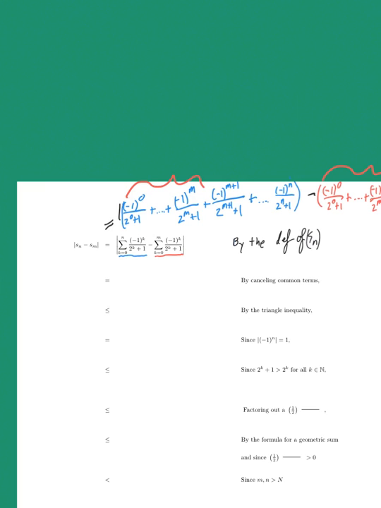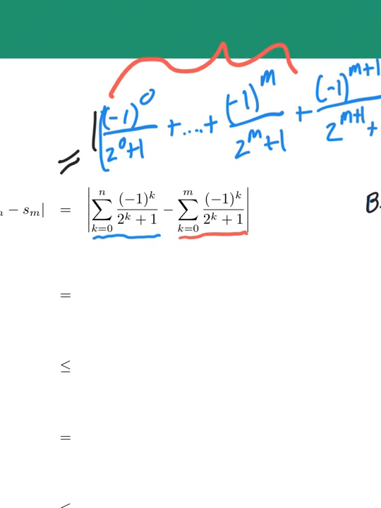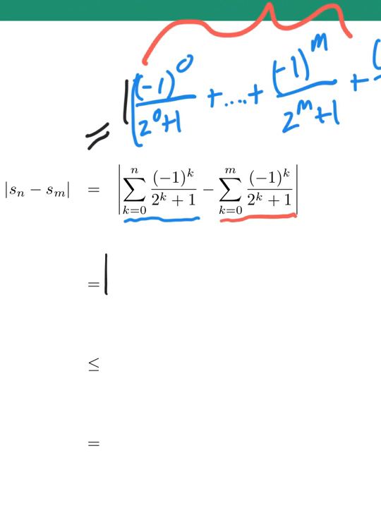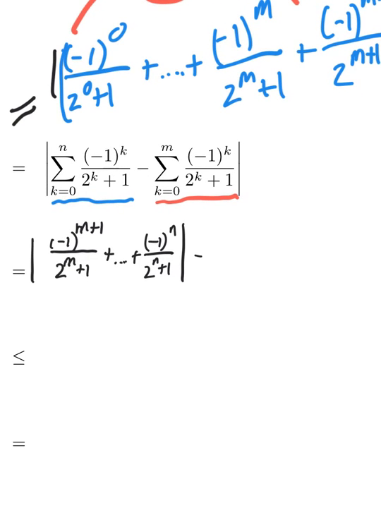I'll write it out with the dots and then I'll put it in summation notation. In general, you can notice all of this and put it in summation notation in your head. I'm putting in more detail than often one would. -1 to the m plus 1 over 2 to the m plus 1 plus ... Plus -1 to the n over 2 to the n plus 1. Once you cancel all of those common terms.